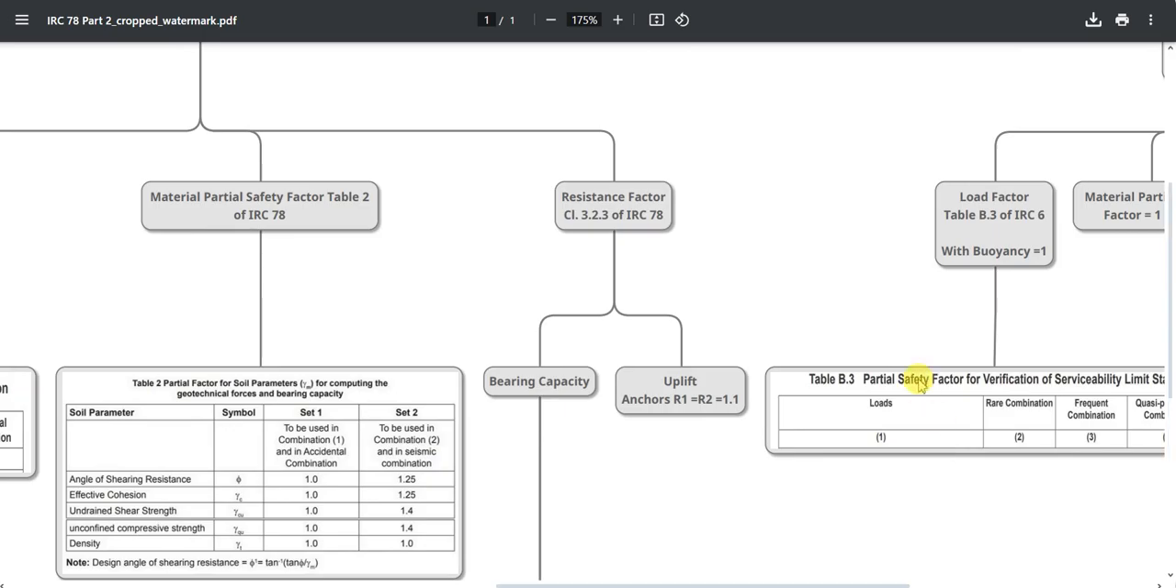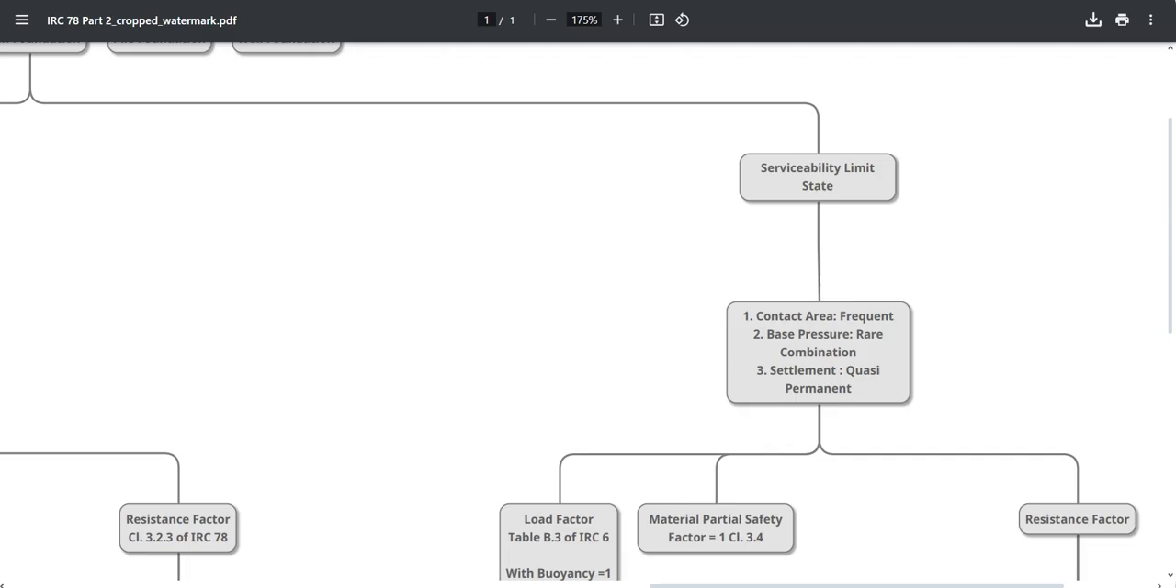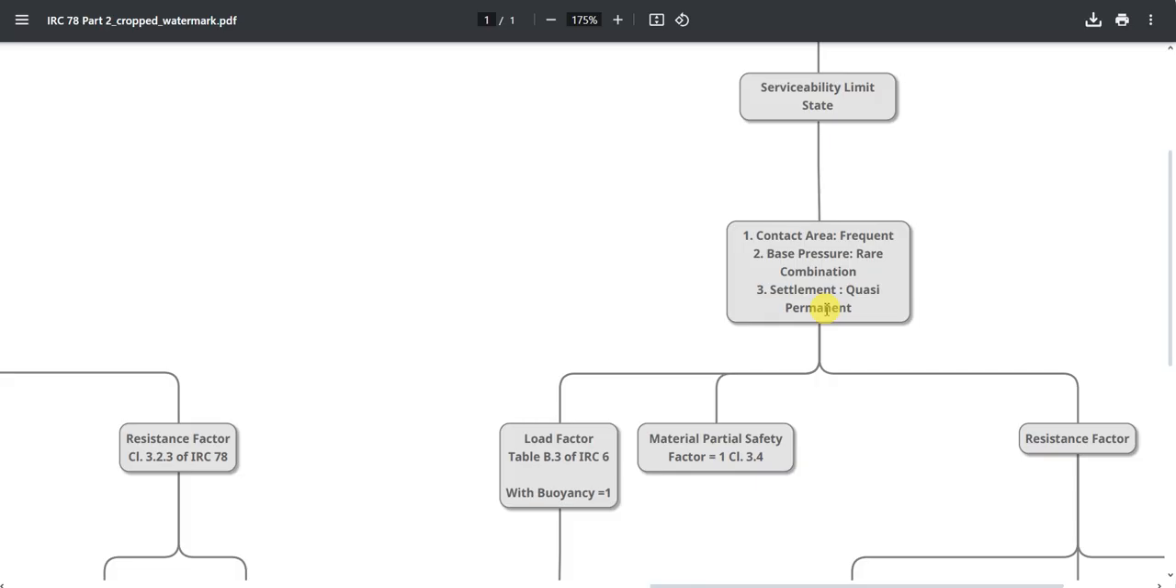Let's move on to the serviceability limit state. If we go to the right, we have the serviceability limit state. For serviceability limit state, we have three checks to be made: contact area based on the frequent load combination, base pressure for the rare combination, and settlement for the quasi-permanent combination. Again, it has three factors: load factor, material factor, and resistance factor.